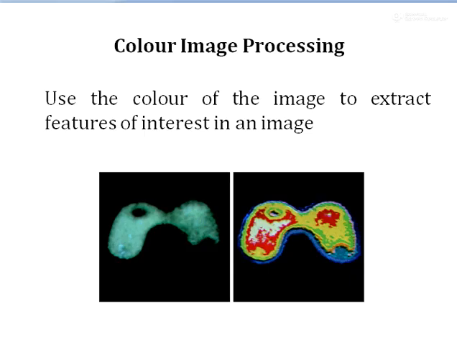Next one is said to be color image processing. Color image processing is used to extract the feature of interest of an image. It's said to be a region of interest. You can select a particular region and assume some color in it. That is said to be color image processing.